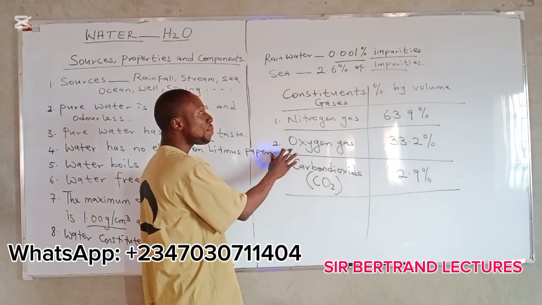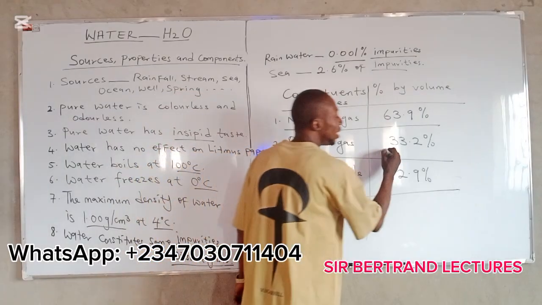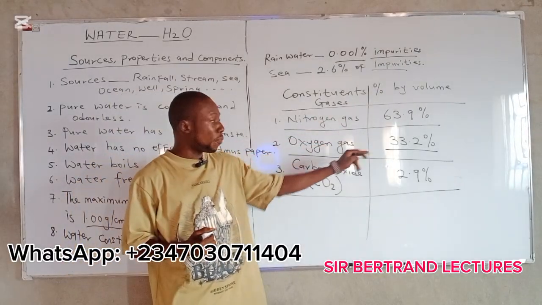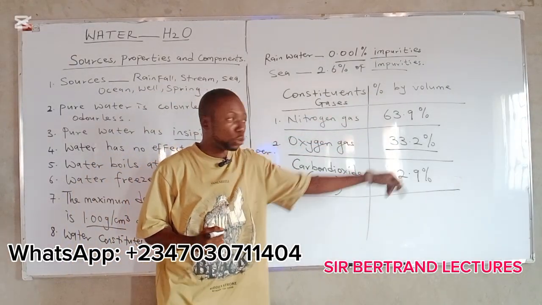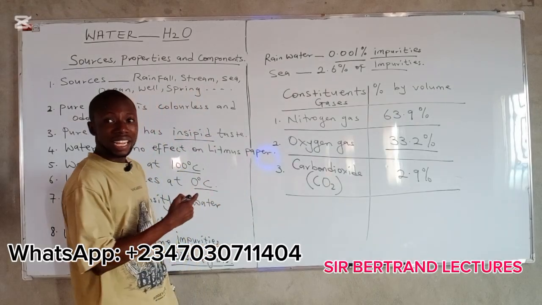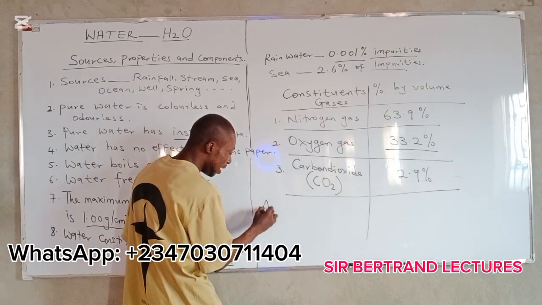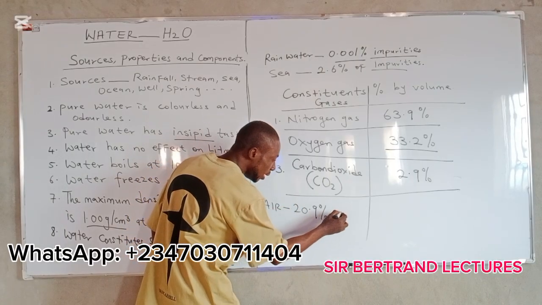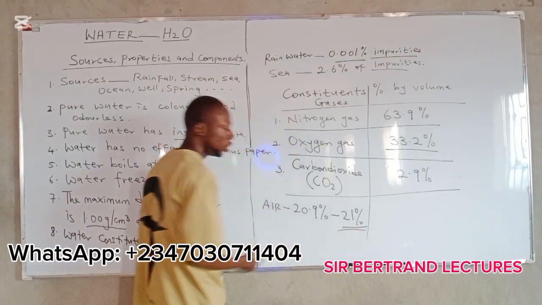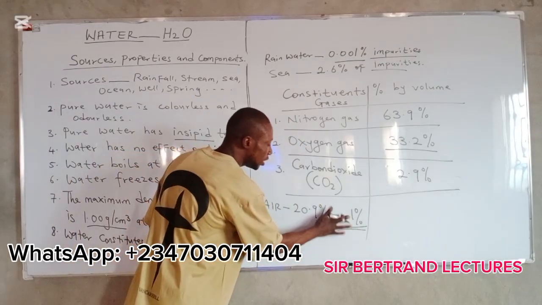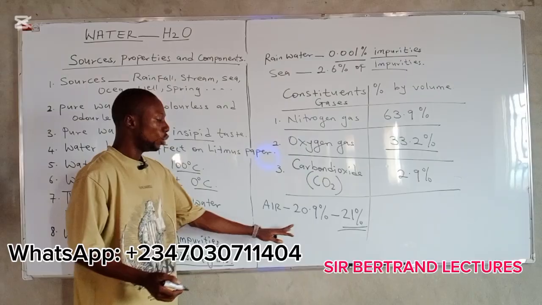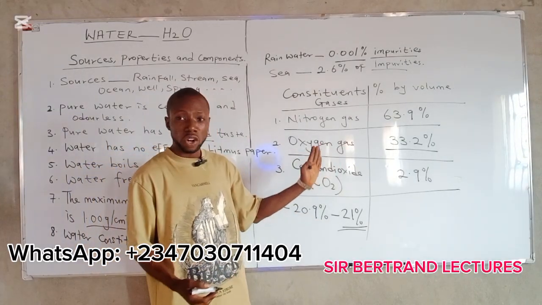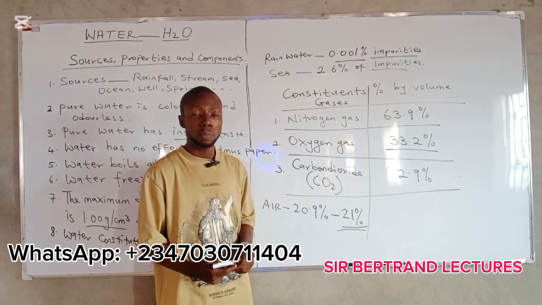Now, the oxygen percentage by volume in water is 33.2. Are you following now? The percentage by volume of oxygen in water is 33.2, while the percentage of oxygen gas in the air is 20.9%, approximately 21% of oxygen. This is the percentage by volume of oxygen we have in the air, while in water, oxygen concentration is 33.2% by volume.